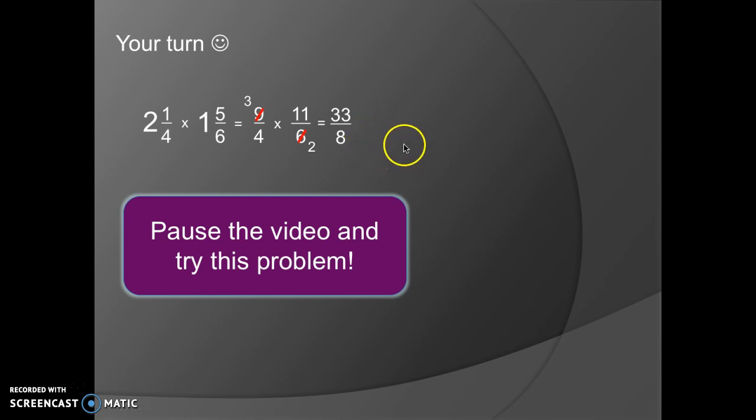33/8. When I simplify that, 8 goes into 33 4 times. 8 times 4 is 32, and I've got 1 left over. So my final answer is 4 1/8. How'd you do? Hopefully well.